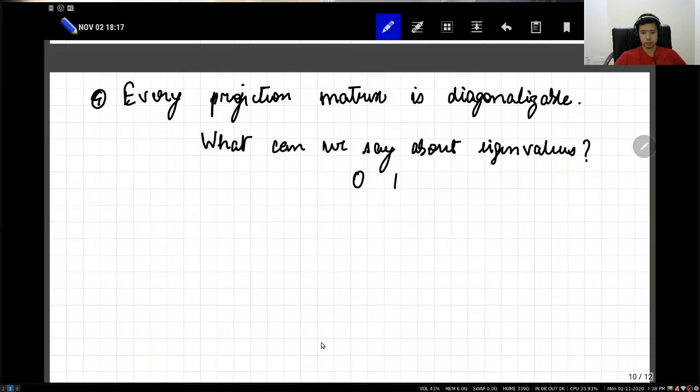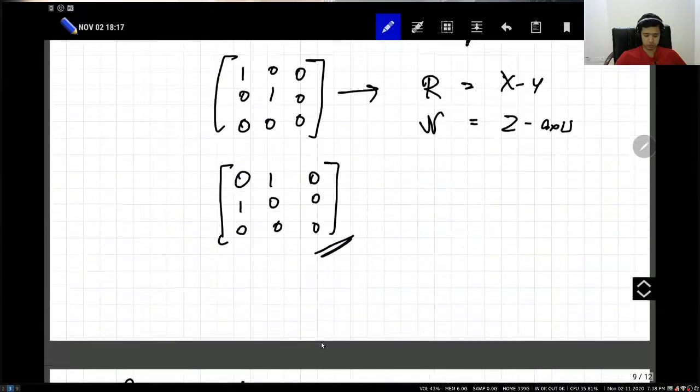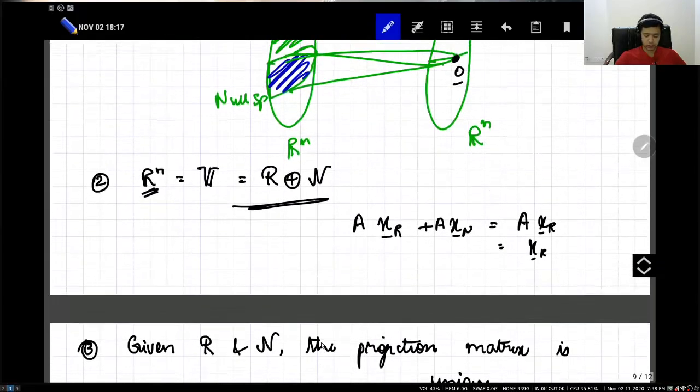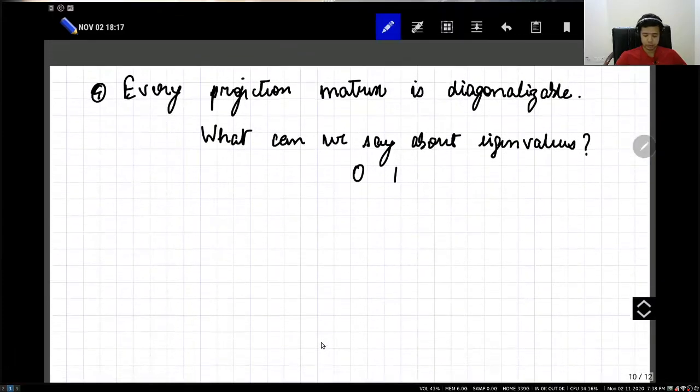And why is this true? This is true because every vector can be written as a sum of a vector from the range and the null space. So we've seen this, right? We've seen that Rn is equal to the direct sum of the range and the null space, right? And therefore a basis for Rn, so you can take a basis, let's call it u1 up to ul.